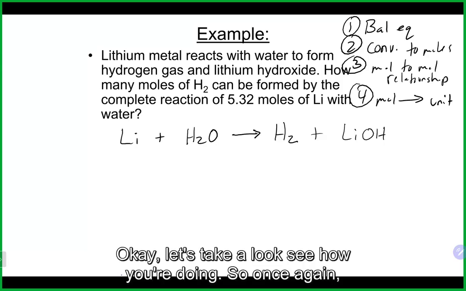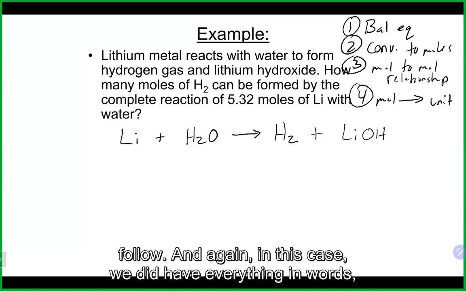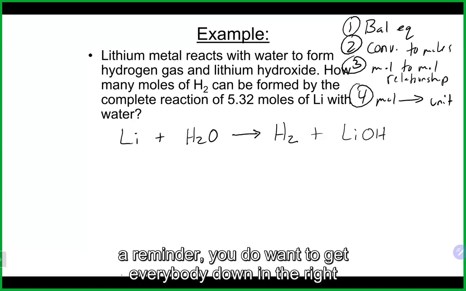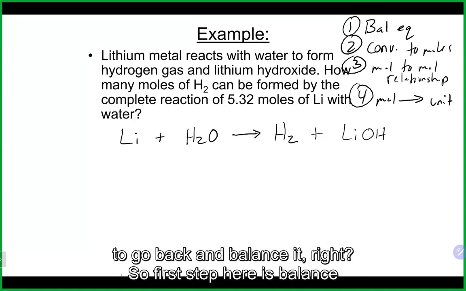Okay, let's take a look, see how you're doing. So once again, trust me when I tell you, these 4 steps are what you want to follow. In this case, we did have everything in words, so you probably won't have too much of that. But in case you do, a reminder, you do want to get everybody down in the right formulas, just like you're doing nomenclature. And then we want to go back and balance it, right? So first step here is balance the equation.